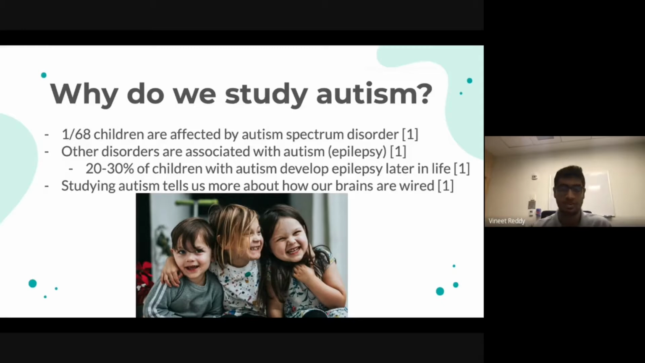An interesting figure related to this is that around 30% of children who have autism develop epilepsy later in life, which tells us something about how neurons are acting differently in children with autism and children with autism and epilepsy. It's also an interesting disorder to study from a fundamental neuroscience perspective because it tells us how our brain is wired and how, in people with autism, their neurons connect differently.